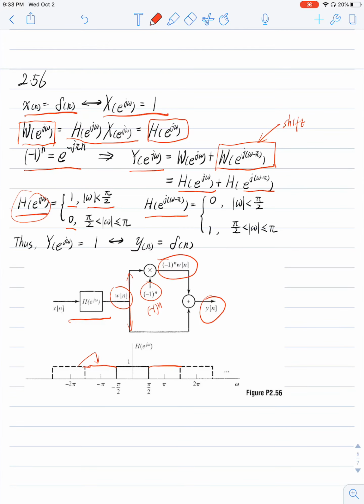So overall, the system output Y(e^jω) is 1. And we can get y[n] is delta[n]. So that's a solution to problem 2.56.